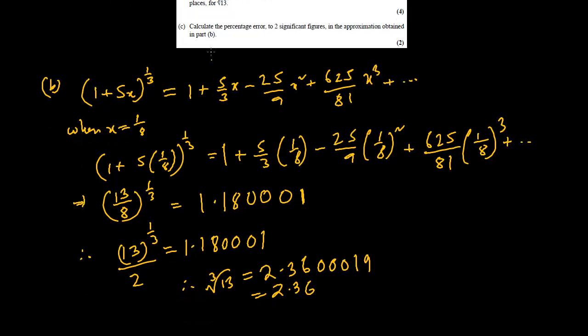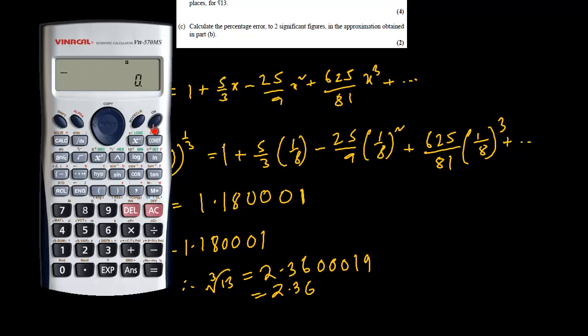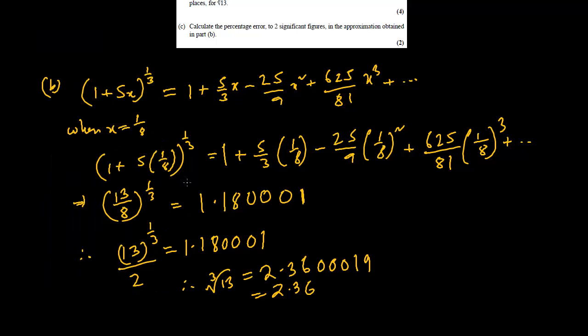Now we can check whether cube root of 13 is close to 2.36 or not. So let's check. Cube root of 13 is 2.351, and this is 2.36. It is pretty close. Now question number C deals with basic percentage. It doesn't have any special rule, so we have to find error percent.